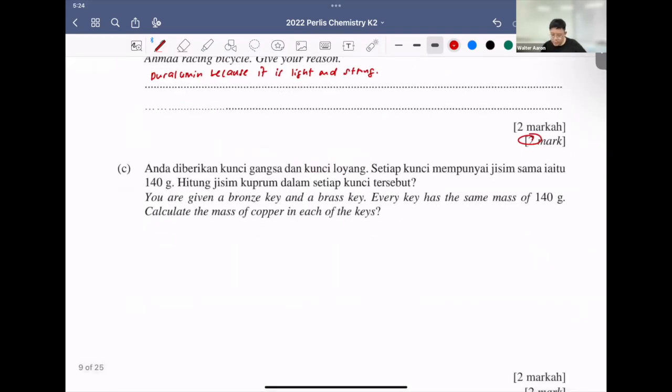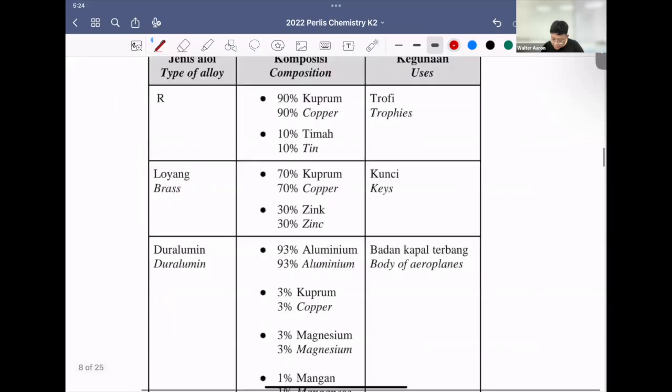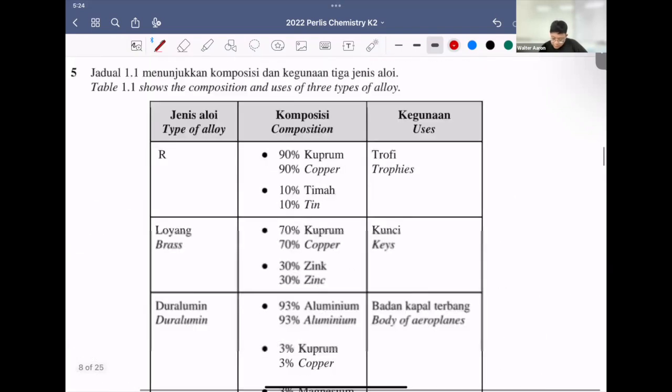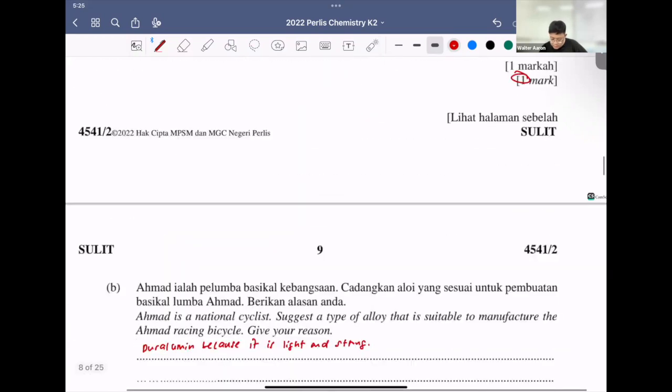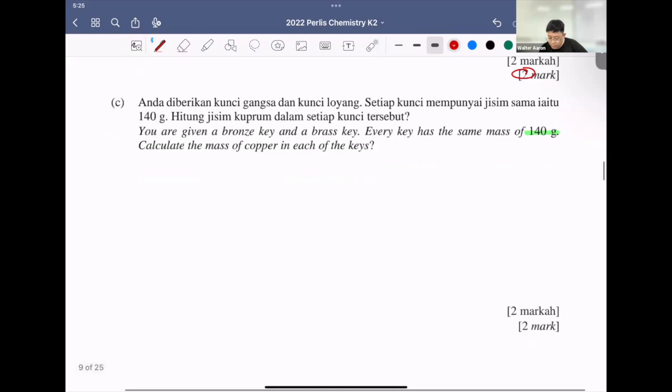Now, you are given a bronze key and a brass key. Every key is the same mass of 140 grams. Calculate the mass of copper in each of the keys. So I think it's very simple. Currently we have different composition, I would say. Yeah? So let's take a look at this. So for bronze, right, it is 90% of copper. Okay, 90% of copper. So then imagine now we have 140 grams of mass of each key, 1 bronze, 1 brass.